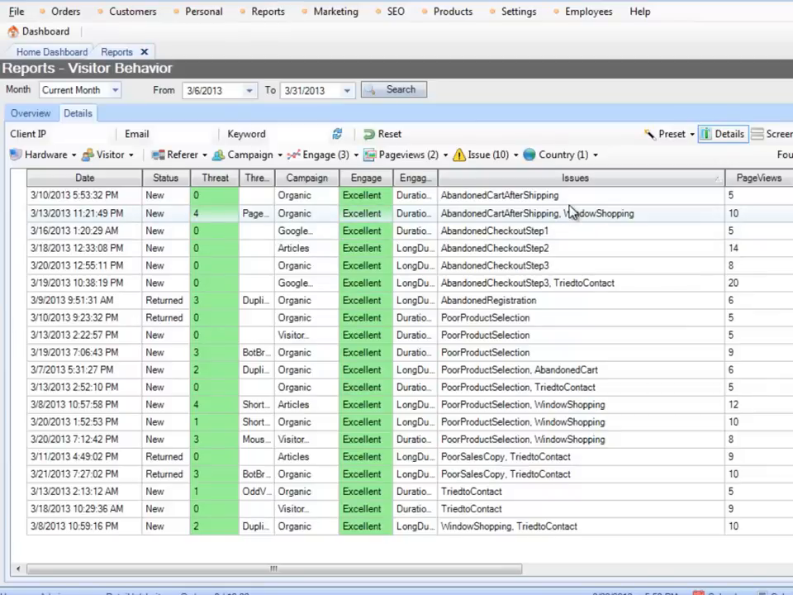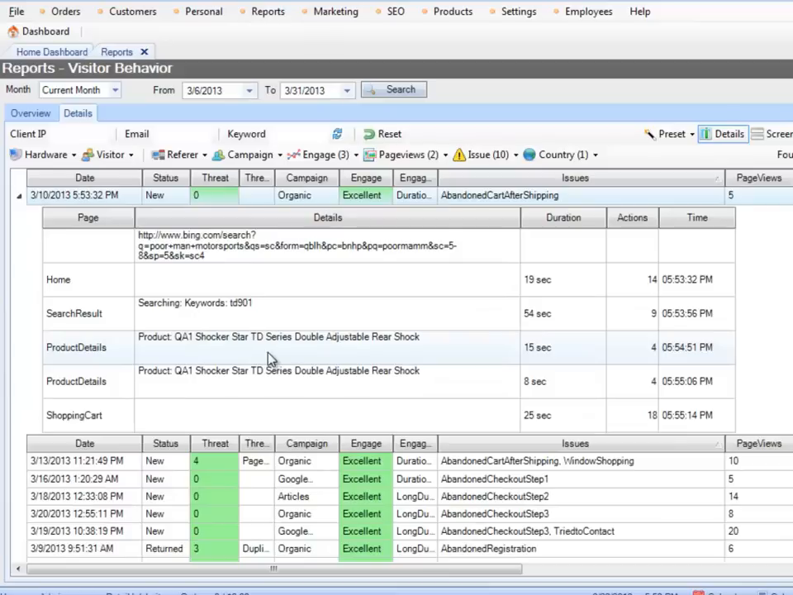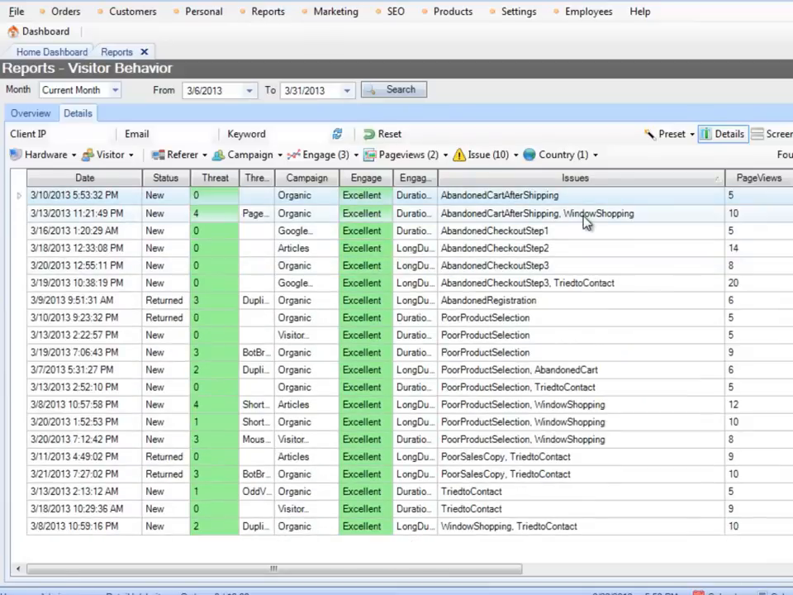Then we could look at abandoned cart after shipping, right? 2 of these. What that means is after he initiated an estimate for the shipping, he abandoned the cart. You don't have to really focus on that. I'm just saying if you had a lot of these, obviously we would want to pay attention to that. That's potentially a lost sale right there.